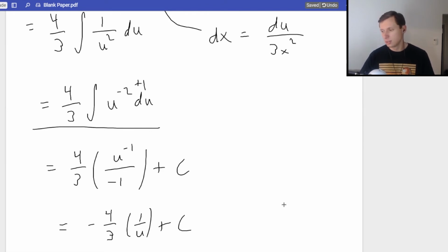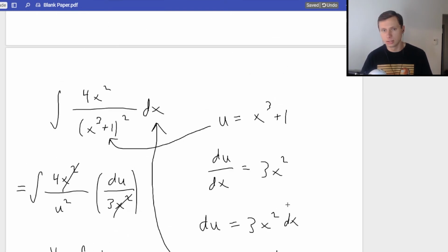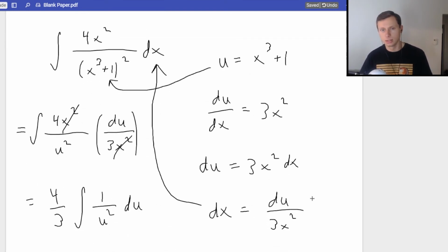The whole du over dx thing: how did you get du on the top over 3x squared? I want to know where I'm losing you with this. So this makes sense, I'm assuming. Does this step make sense? Yeah, the first derivative does.